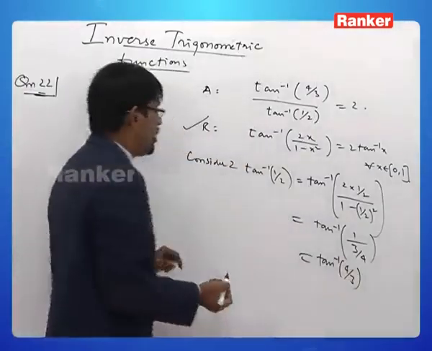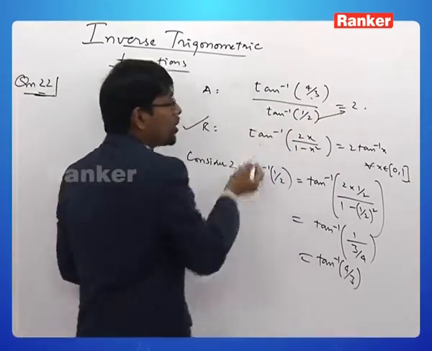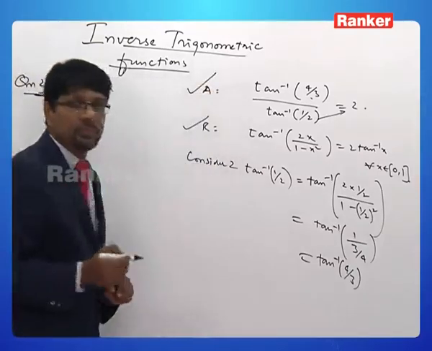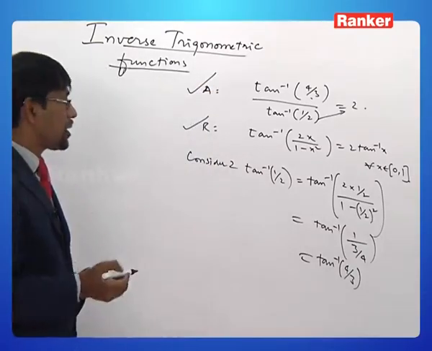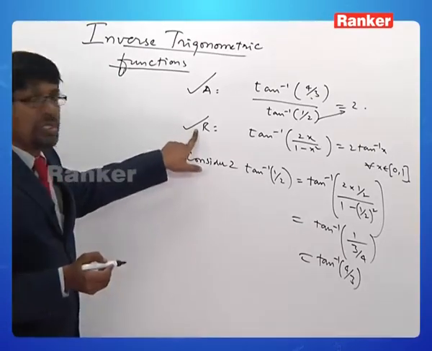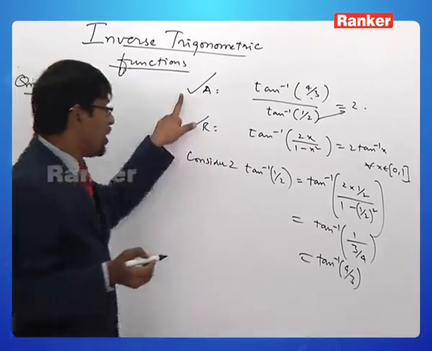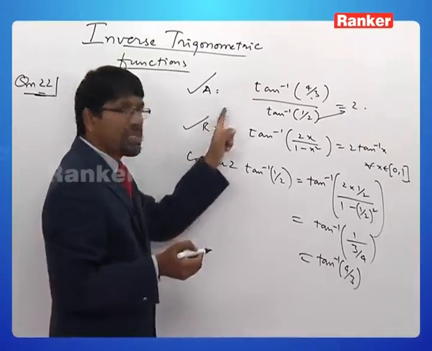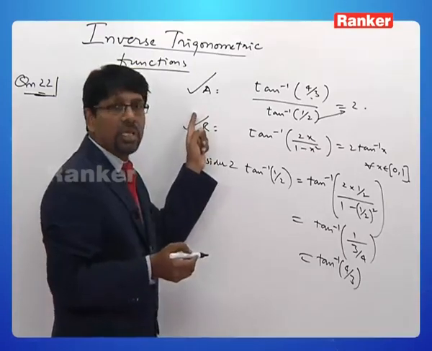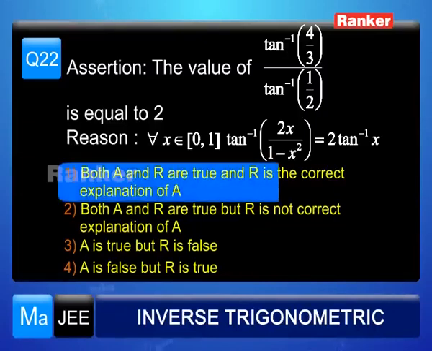So we clearly see 2 into tan inverse of 1 by 2 is coming out to be tan inverse of 4 by 3. So that means A is also correct. So both assertion and reason are correct, and we have clearly seen that R, this formula, was used to show that A is correct. So here both assertion and reason are correct, and this reason R is in fact the correct explanation for A, and therefore option 1 is the right answer.